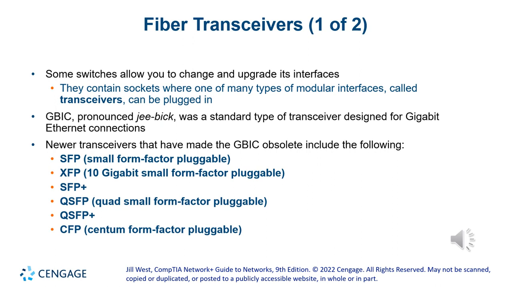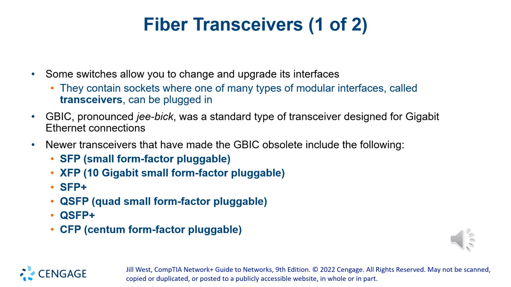Now, every time I mention the fiber modules, this is what the book talks about. They call them fiber transceivers. They're transceivers because they transmit and receive at the same time, and those are the ones that plug into the equipment. For the 1 gig, they call it GBIC, spelled G-B-I-C. That was the old standard for Ethernet gigabit connections.